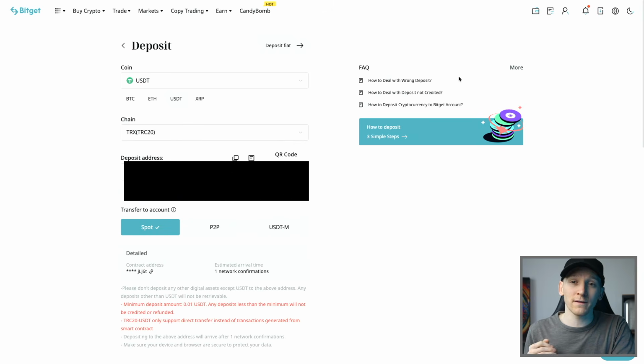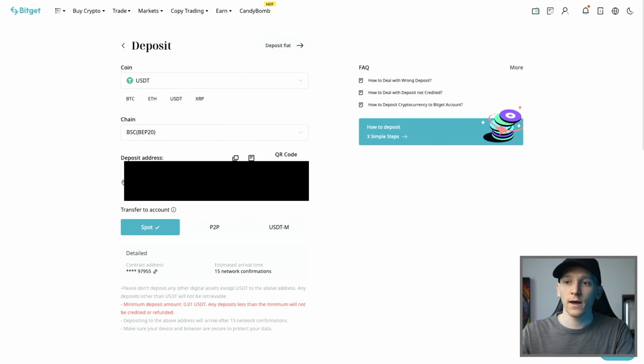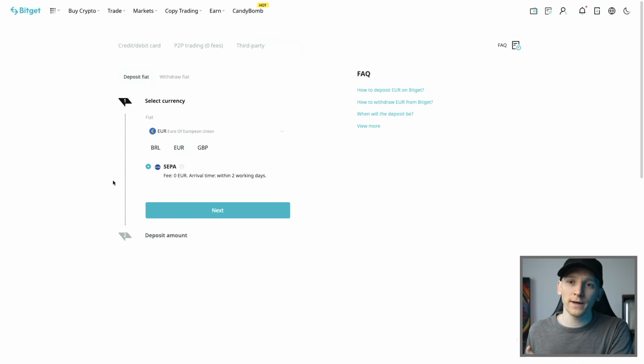Now, if you want a beginner's guide for Bitget, I'll leave that linked down below as well. It goes through navigating the system and getting crypto and fiat on and off. But a deposit right here, you can deposit any crypto, for example, US dollar Tether, and then choose a cheap chain to transfer it in from a different exchange like Binance Smart Chain or something like that. And you have your deposit address here. You can just send that in from a different exchange. If you want to deposit fiat currency, you can do that. It might not be available in your region, so just check if it is available for a fiat currency transfer.